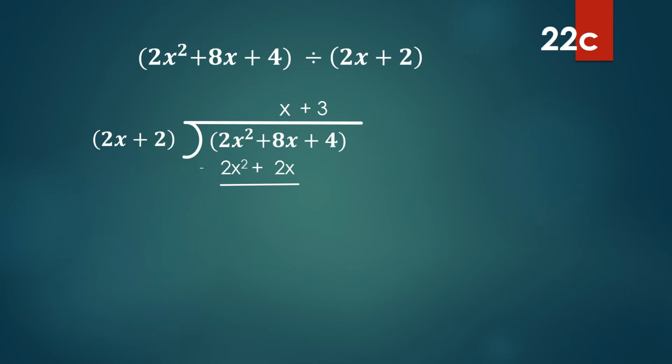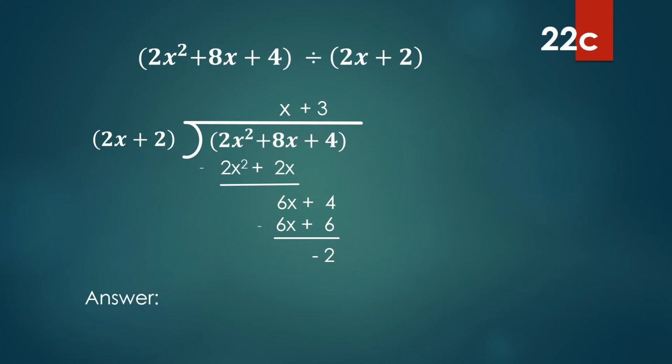What do you multiply 2x by to give you 6x? The answer is plus 3. 3 times 2x is 6x. 3 times 2 is 6. Then you subtract these terms. 6x minus 6x is 0. 4 minus 6 is negative 2. Your remainder is negative 2.